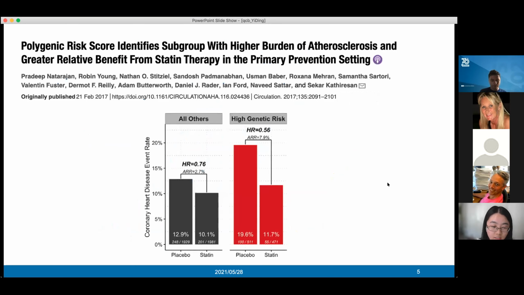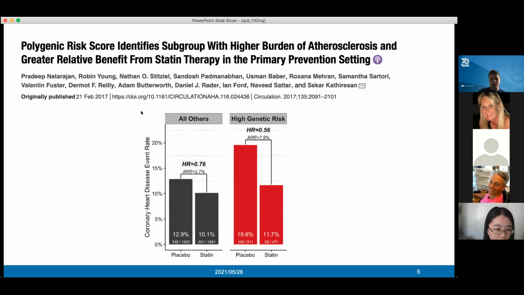For example, statin treatment is usually used as a primary prevention of coronary heart disease. However, the usage of statin is controversial because on one hand, it can reduce the CHD risk by lowering the LDL level in the blood. But on the other hand, it can also bring some other side effects. For example, it can increase the risk for type 2 diabetes. Therefore, it is essential to identify subgroups that can benefit more from the statin treatment. And in this study conducted by Natarajan et al., the researchers find that individuals with a high polygenic risk score can benefit more from the statin treatment.